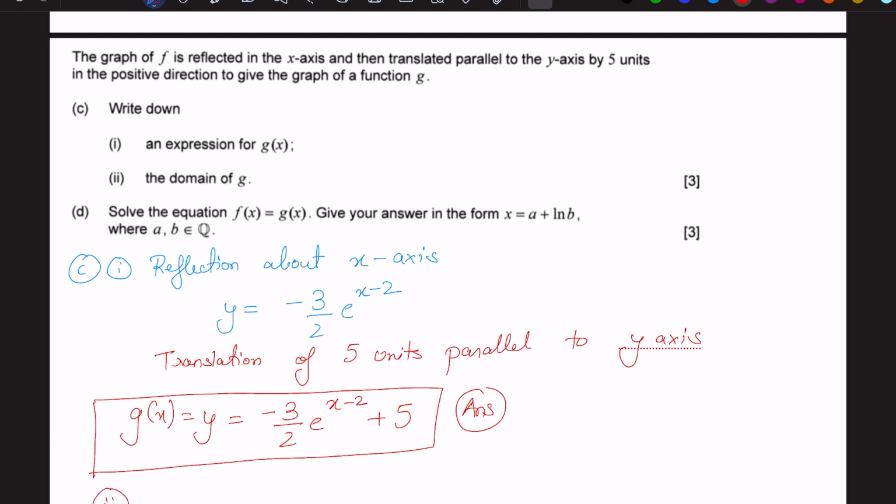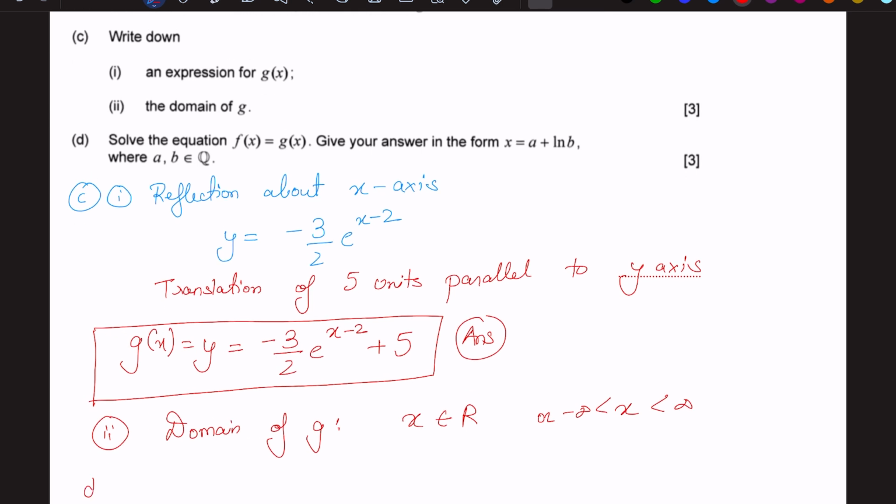Domain of g. In this case it's an exponential function, right? x is in the exponent of an exponential function. For an exponential function, you can plug in any number here and it will be valid. So from minus infinity to plus infinity, you can plug in any real number in the place of x and you'll get a valid value. Hence the domain of g would be from minus infinity to plus infinity, or you can say x belongs to R.